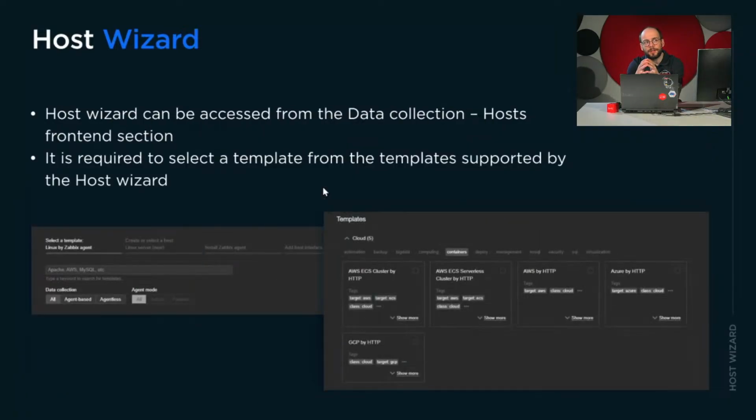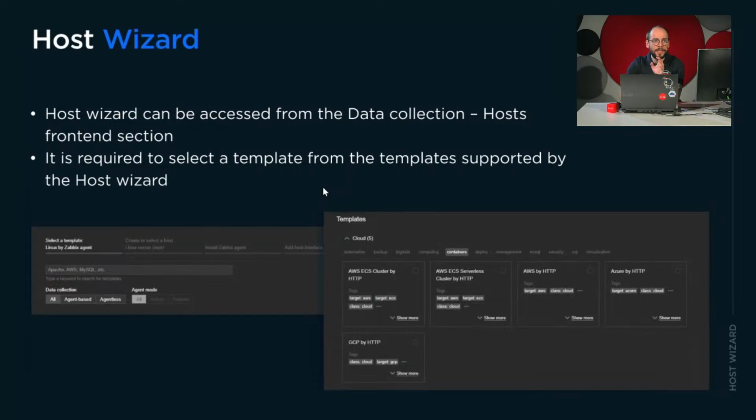So you access the host wizard from Data collection, Hosts. There you have a button, Host wizard. You click on it, and then you can select a template from a list of templates supported by the host wizard. Under the hood, in Zabbix official templates, we now have a couple of new fields. One of them is the wizard ready field, and if a template is marked as wizard ready, it'll be available over here in the host wizard. We'll also provide a guide for vendors and third-party template creators to make their own templates host wizard ready.